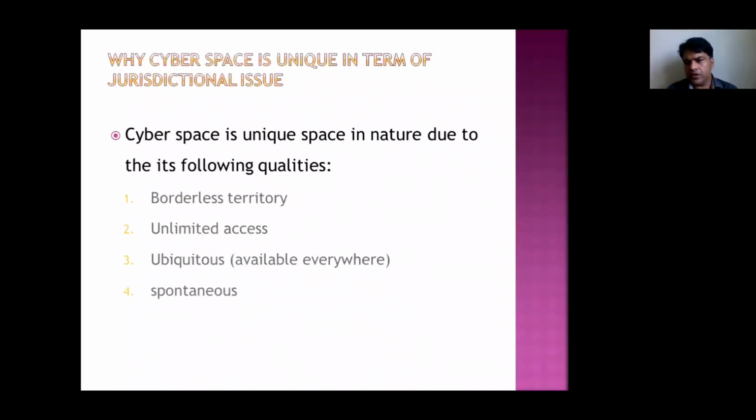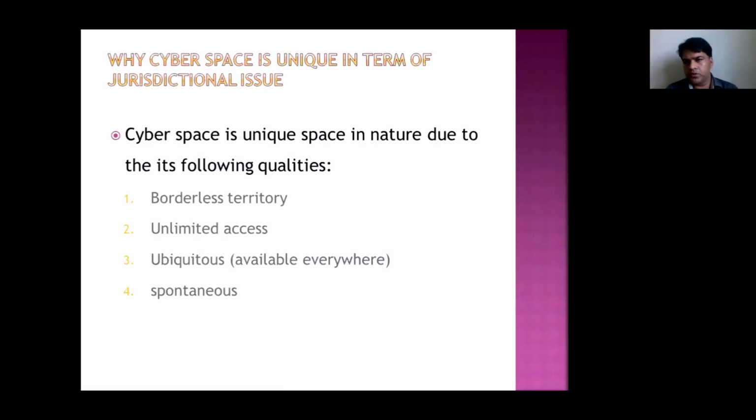Now, this was about the kinds of jurisdiction. Now we come to why cyberspace is unique in terms of jurisdictional issues. We talk about certain issues with cyberspace when we talk about jurisdiction. Now, why are these issues there?